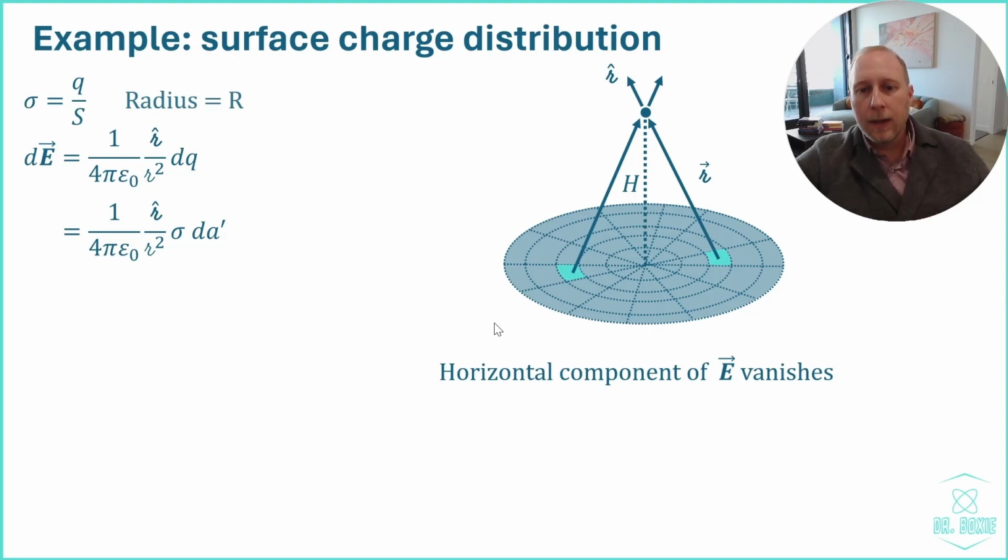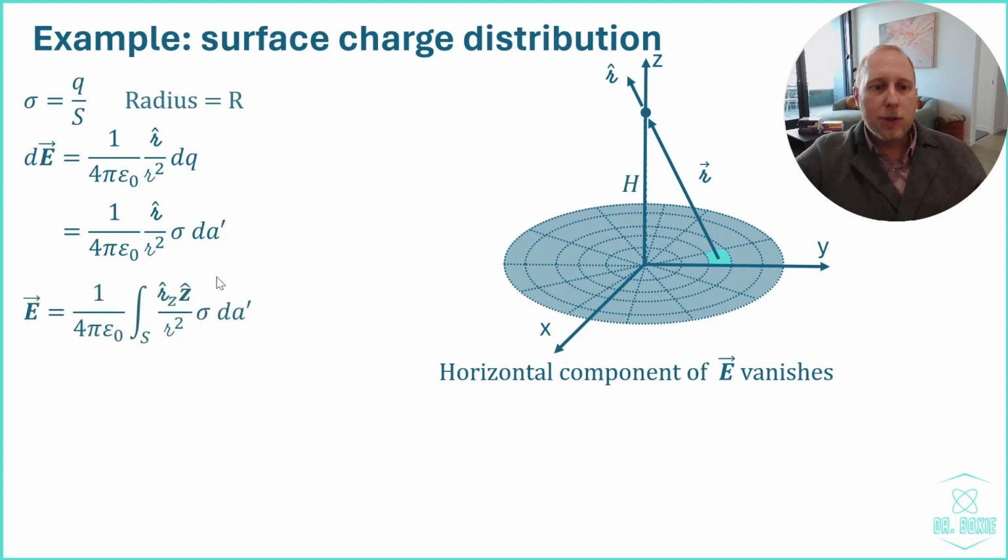E only. And if we define an x, y, and z coordinate system, what we're looking at is basically the z component of the electric field. So that is the only one we need to consider. So the electric field will be the integral of this expression, but where we forgot about the y and x components of curly r, and we're only looking at its z component.